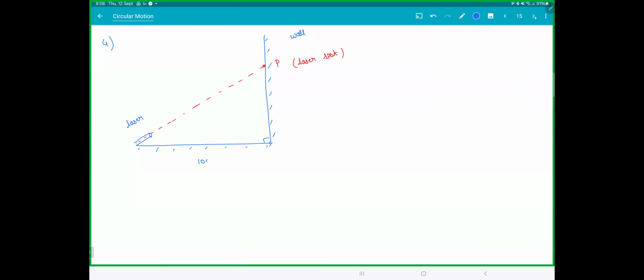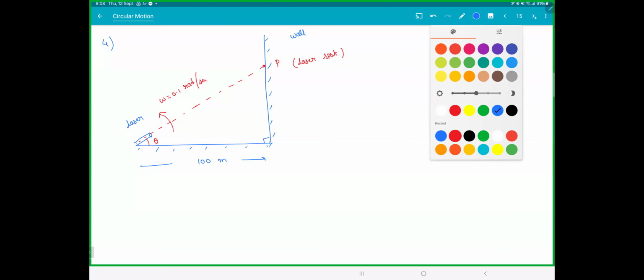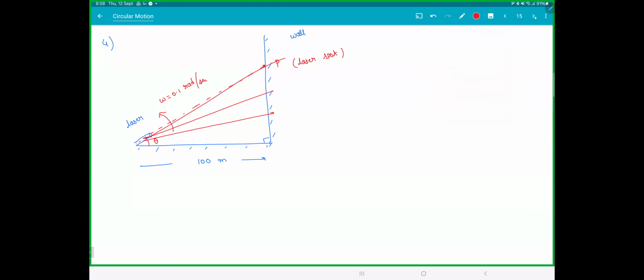And let's say this distance is 100 meters. And this laser here is rotating with an angular speed omega of 0.1 radian per second. So this angle is theta. You're getting how it is? I'm pointing the laser and I'm rotating like this. So the laser's spot will move on the wall, no? So initially the laser's spot is here, then it is here, then here. So the spot is continuously moving on the wall. Find the speed of the point P when theta is 60 degrees.